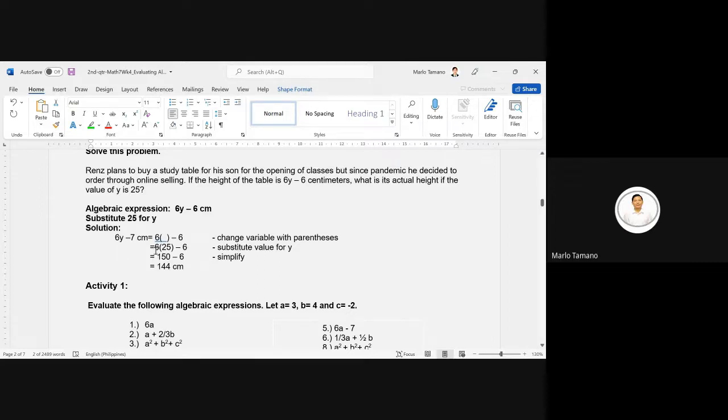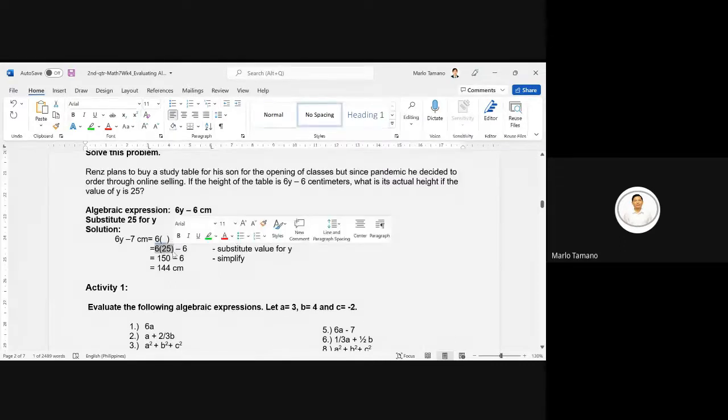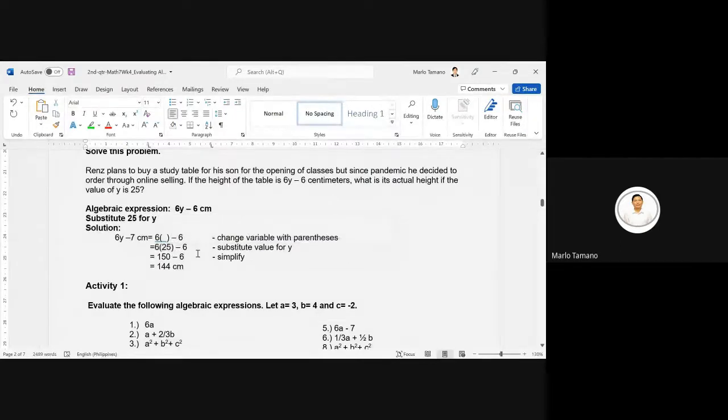So we have now the operations. Una po yung multiplication. Then sunod natin ang division. Since walang i-divide, subtraction na kaagad. Okay? Naintindihan? So 6 times 25 is 150. Sabi ko nga sa inyo, sa pagsisimplify natin walang division. Di ba magkasunod yung multiplication and division? Working from left to right. Subtraction naman kaagad ang meron. Kaya subtract na. So 150 minus 6 is 144 centimeters. Okay po?